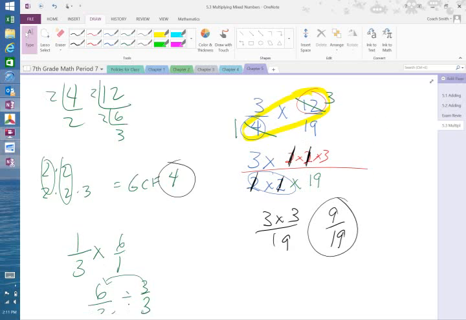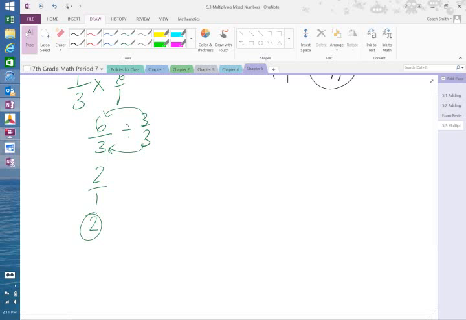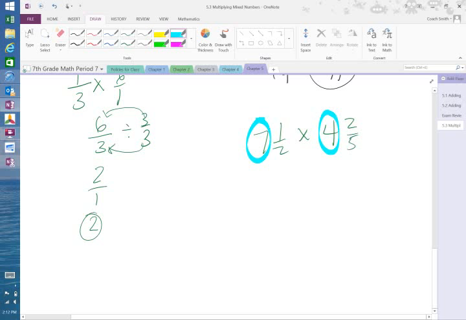Okay? All right, let's look at another one that's got actual mixed numbers in it, not just whole numbers. For example here, 7 1/2 times 4 2/5. Now, here's the other thing I want you to understand, okay? Let's look at this problem. Let's look at the whole numbers in this problem. 7 and 4. What is 7 times 4? 28. Okay? So you've got to have an answer that's over 28.